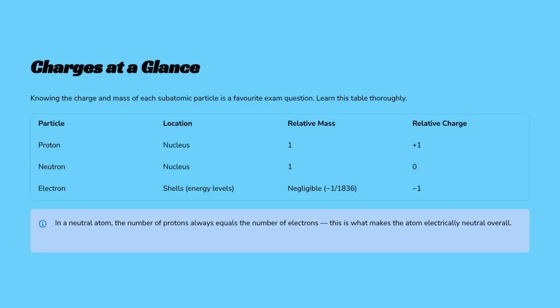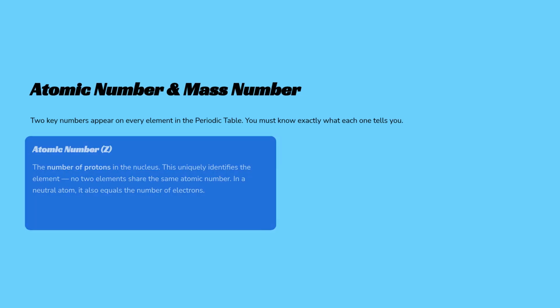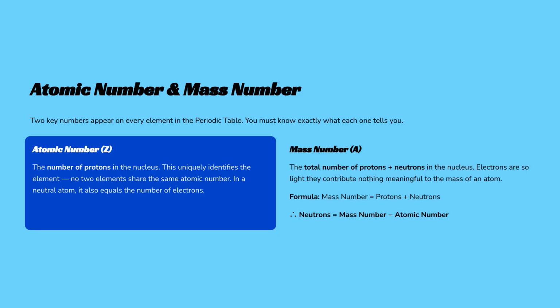This table summarizes the key properties of subatomic particles: location, relative mass, and relative charge. Remember that a neutral atom has equal numbers of protons and electrons. The atomic number Z is the number of protons, which identifies the element and equals the number of electrons in a neutral atom. The mass number A is the total number of protons and neutrons. Neutrons can be found by subtracting the atomic number from the mass number.